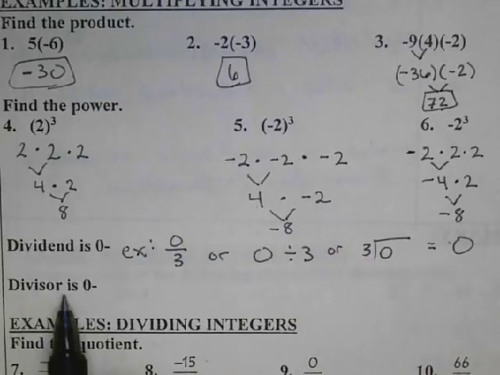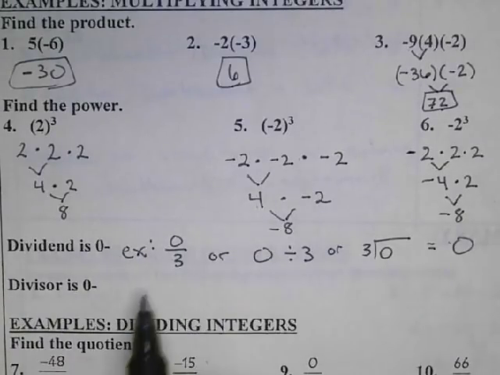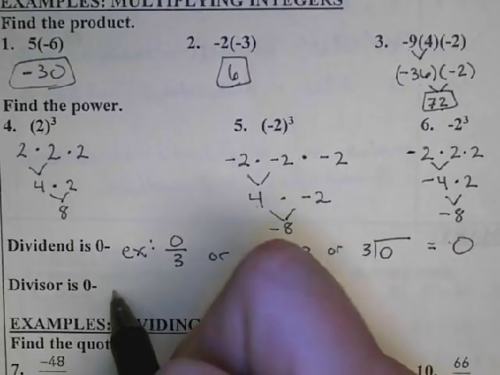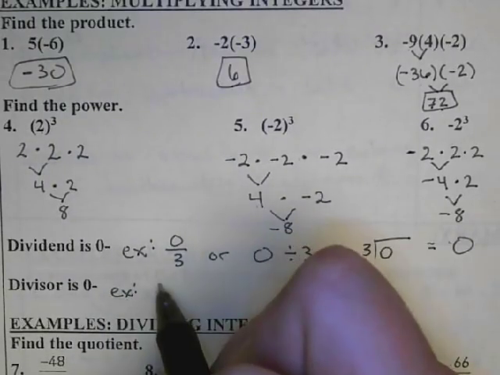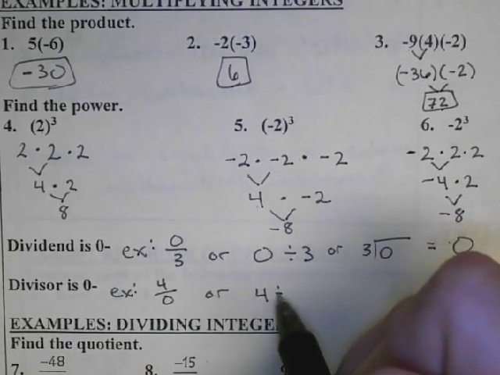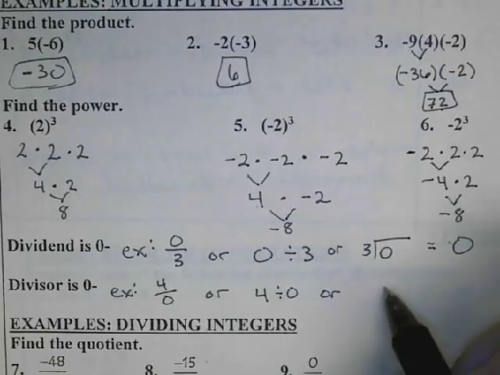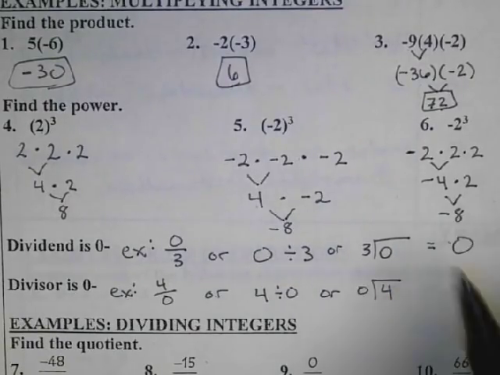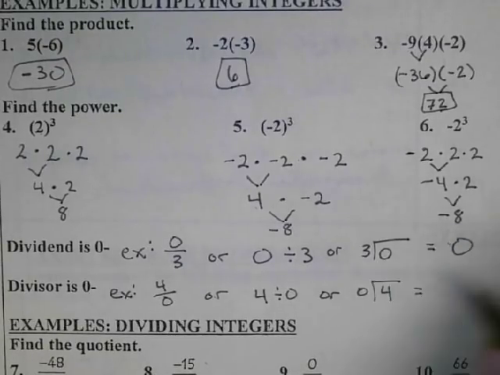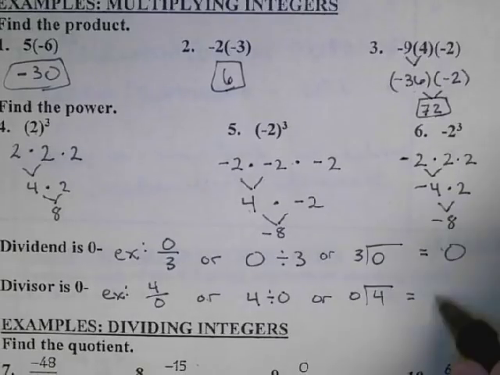Now our divisor is 0 when we're trying to divide by 0. Now this one's a little tricky because it's when our denominator is 0, our second number is 0, or the number on the outside is 0. So we could have it look like 4 divided by 0, and this is what we'll call undefined.